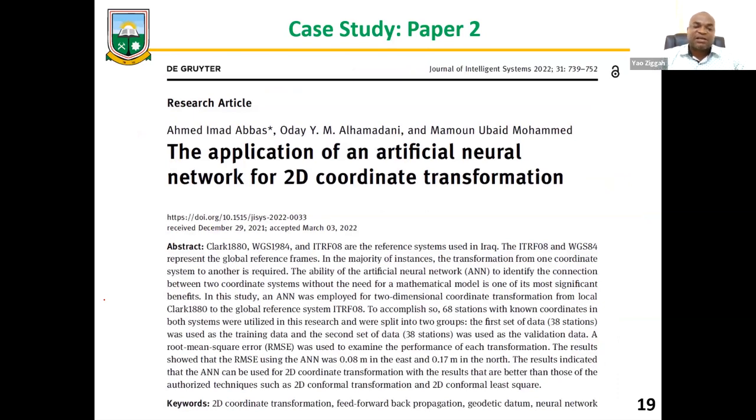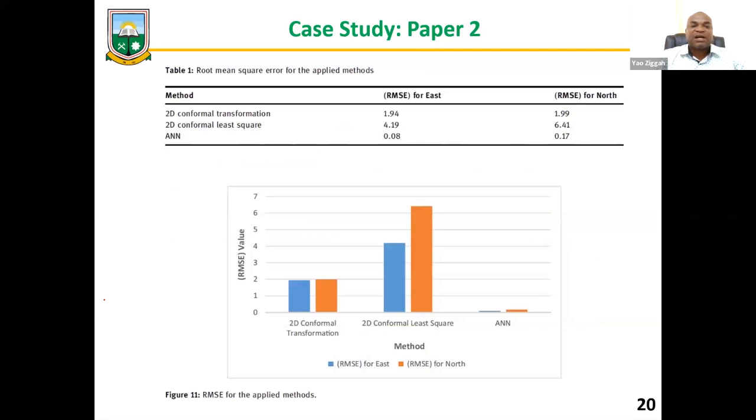And he considered the Clark 1880, the WGS 84, and then the International Terrestrial Reference System 2008, because these are the reference systems that are used in Iraq. So he also concluded that the ANN is a useful tool for 2D coordinate transformation. In his paper, he also considered other conformal models, that's a 2D conformal least square.